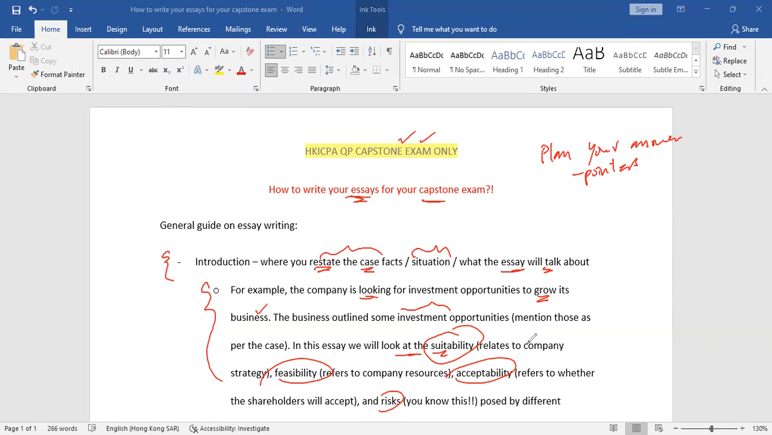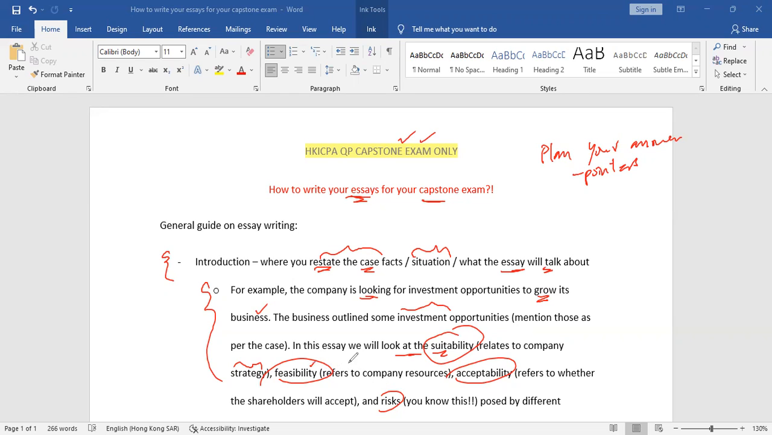So what do we mean by suitability? If you're confused about what suitability, feasibility, acceptability and risks mean, I have definitions in brackets here. Suitability basically relates to the company strategy. It should be in line with what the company plans to do. It should meet the overall strategy of the business. If it's not, then it's not something the business would like to do, because there would be a lot more risk involved. You see, you have to connect things together. That's the case study based exam, and that's the challenge. That's the hardest part of this exam.